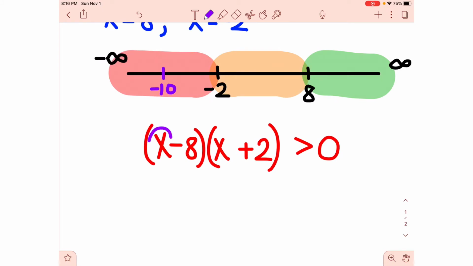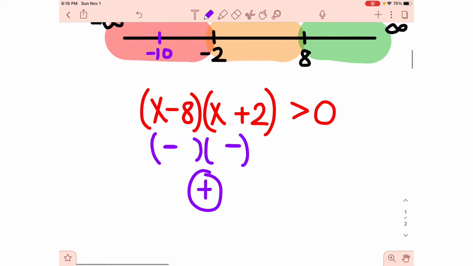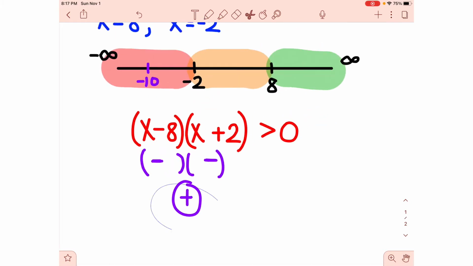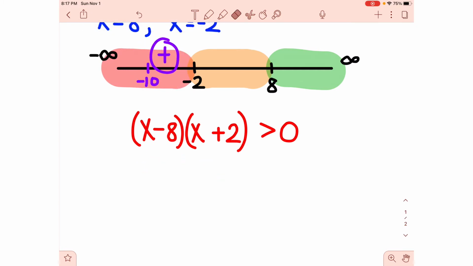Well, if I plug in negative 10 here, negative 10 minus 8 is going to be a negative number. Negative 10 plus 2 is going to be another negative number, and when I multiply those together, negative times negative is actually positive. So this interval is actually going to be positive. No matter what number I plug in to that interval, I'm going to get a positive solution.